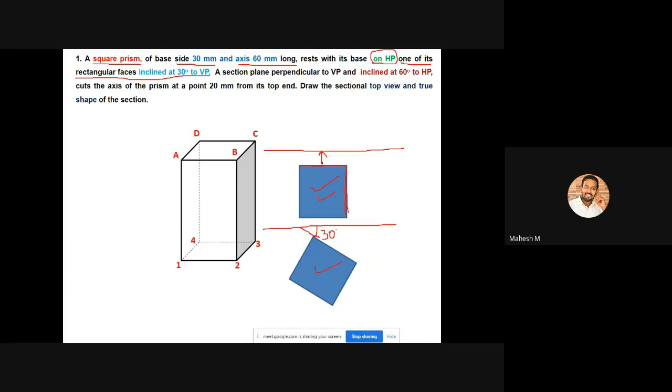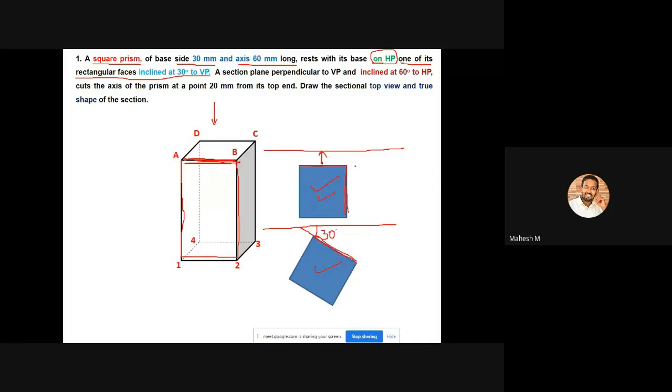Why am I calling this edge a rectangular face? Because if you are looking from the top view position, this rectangular face will look like an edge. Only this edge will be visible for this rectangular face. So that is why I am calling this edge a rectangular face.